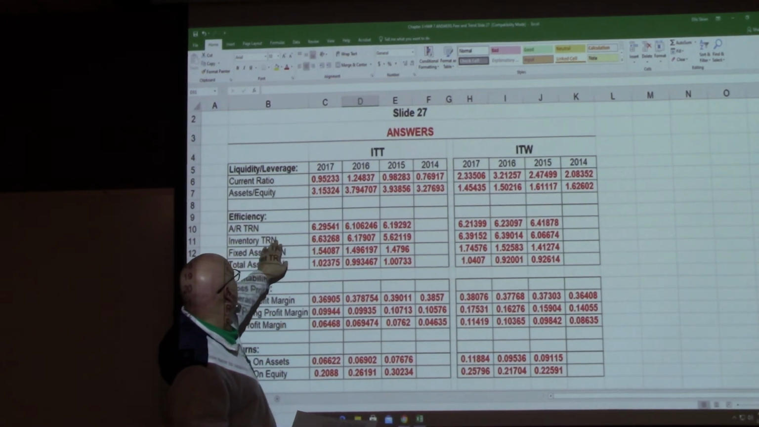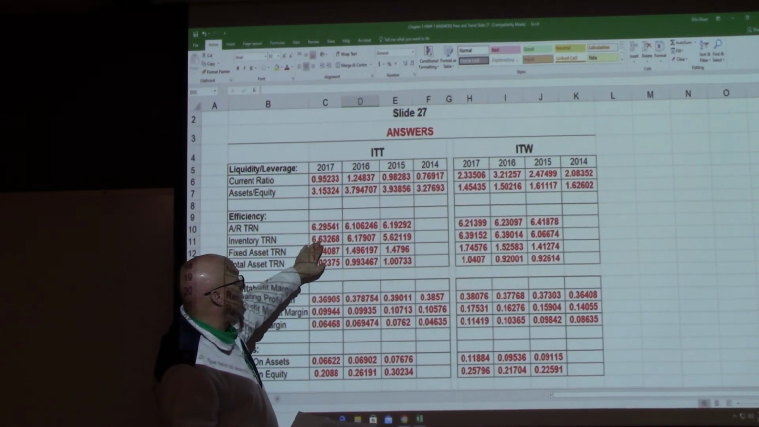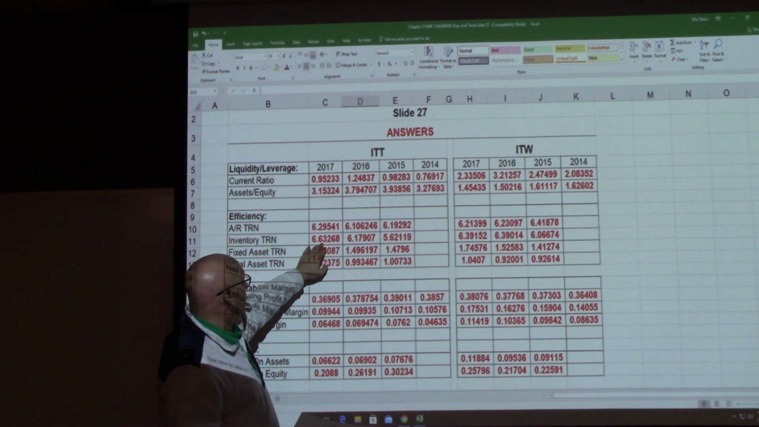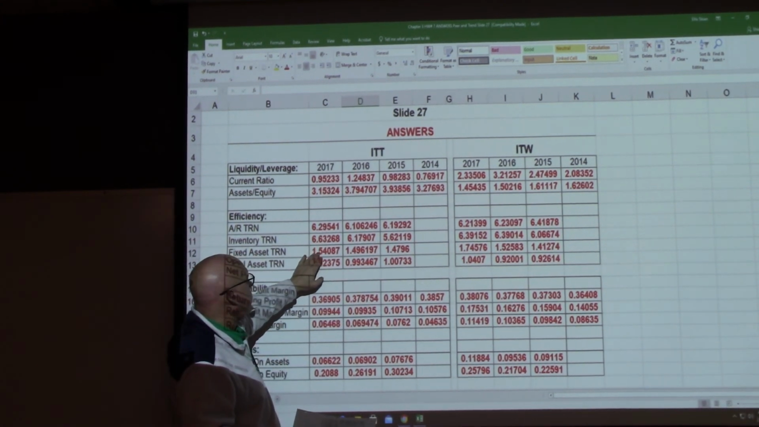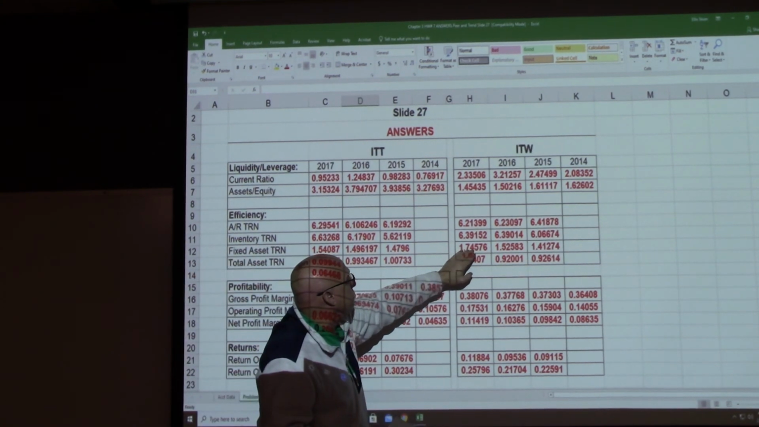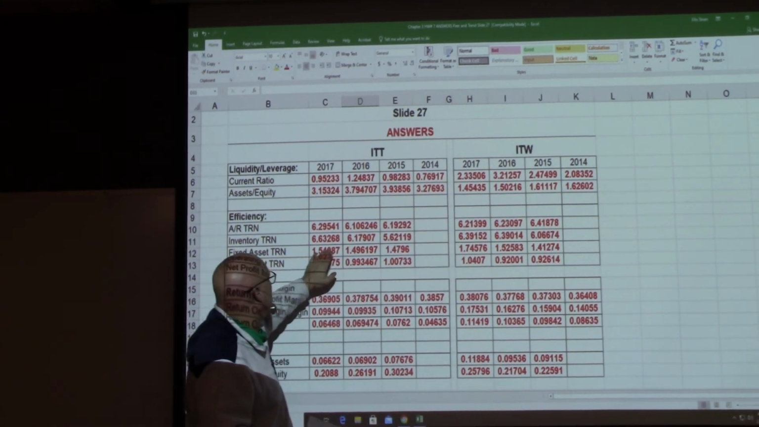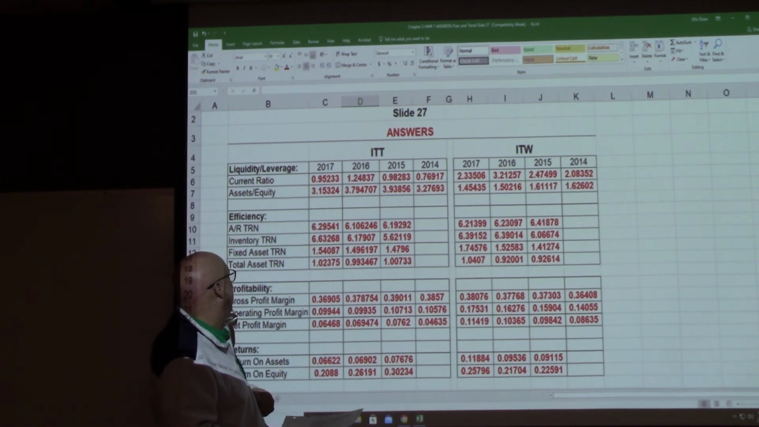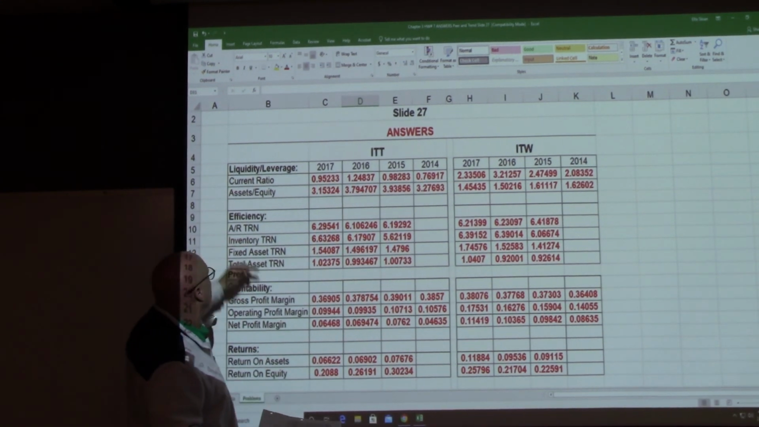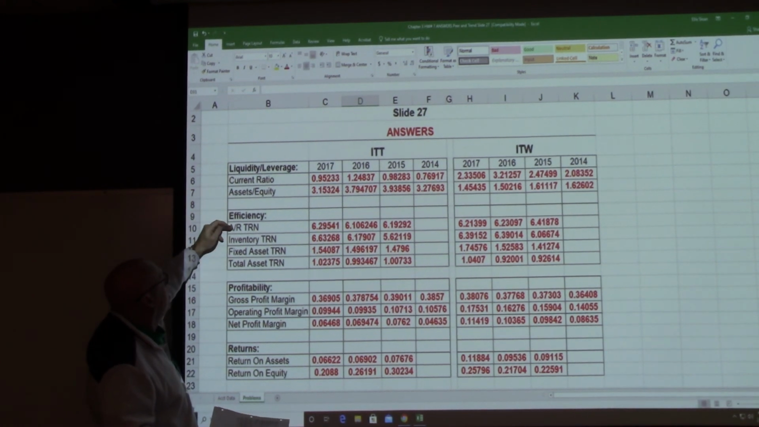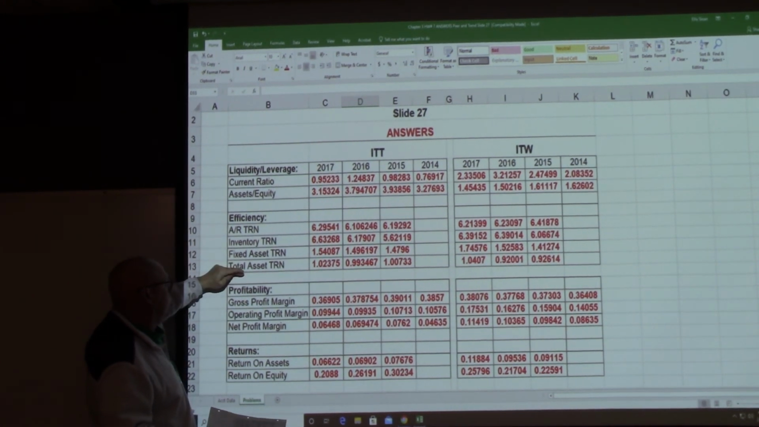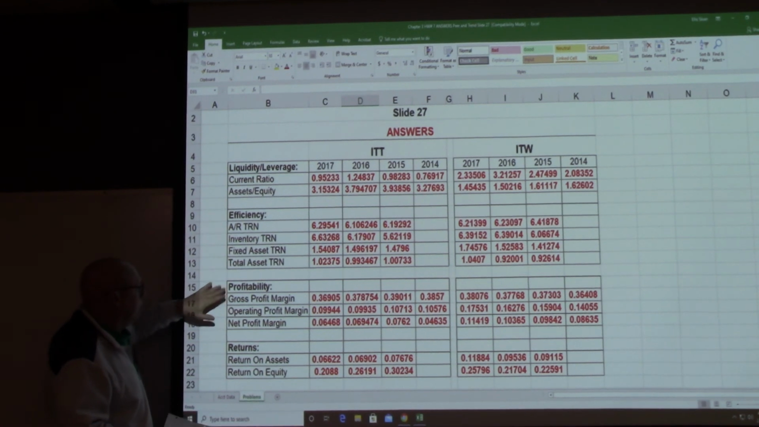And again, ITT is managing their inventory a little bit better than ITW, but not much. And ITW is managing their fixed assets, property, plant, and equipment, a little bit better than ITT, but not by that much. So nothing of note here. Big differences in liquidity and leverage, not big differences in efficiency. So now let's look at profitability.